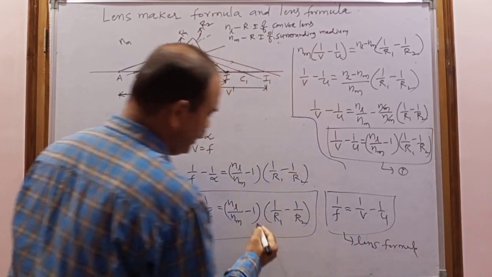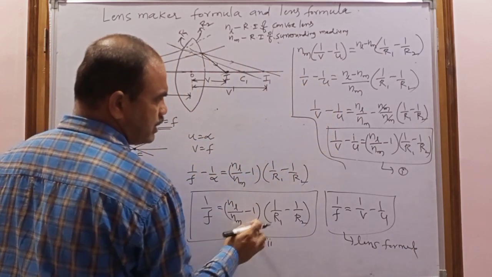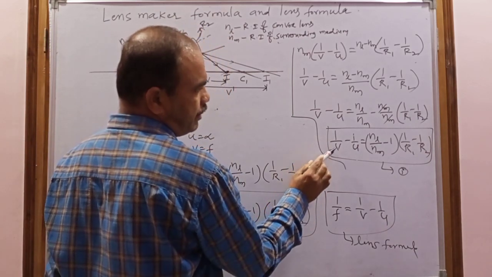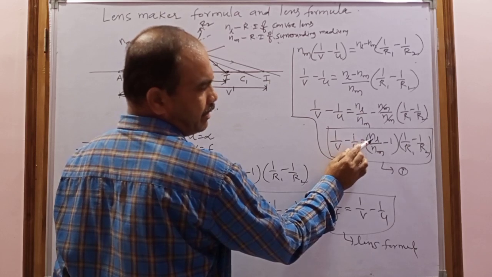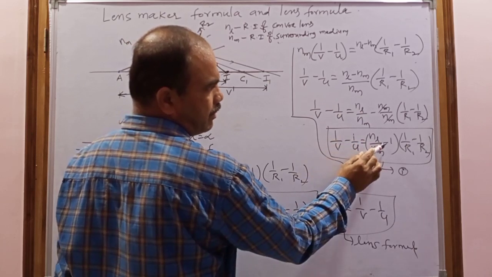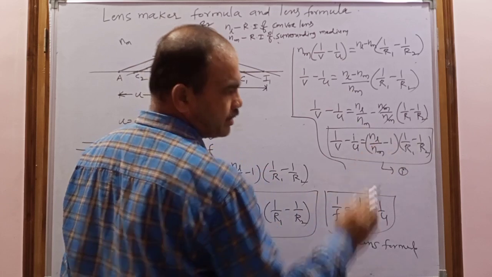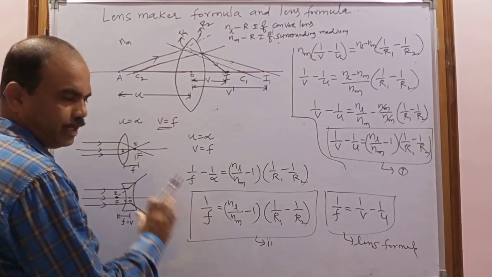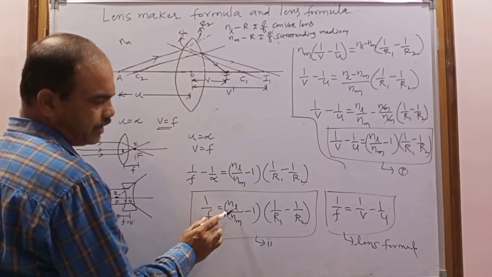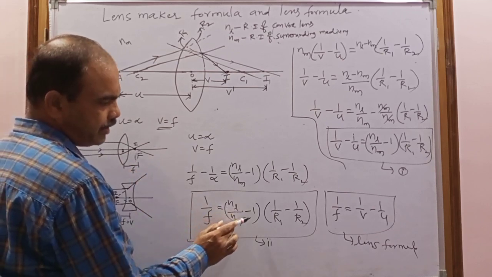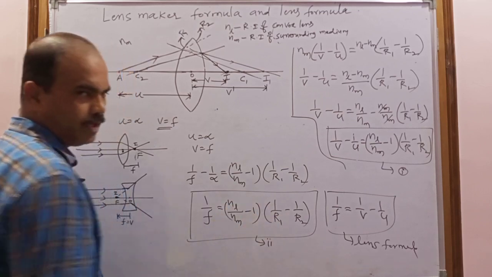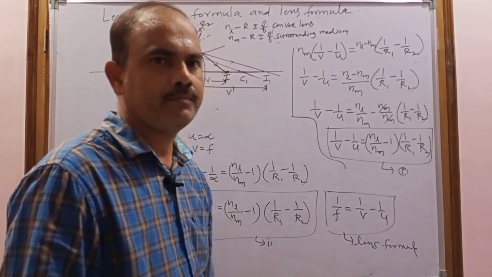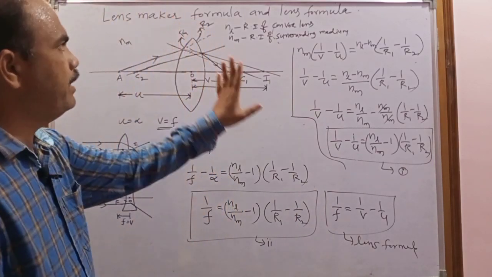This is called the lens formula, and these are the two forms of the lens maker formula. One form of the lens maker formula is 1 by v minus 1 by u equal to the refractive index of the lens by the refractive index of the surrounding medium minus 1, of 1 by r1 minus 1 by r2. The second one is 1 by the focal length of any lens equal to the refractive index of the lens by the refractive index of the medium minus 1, into 1 by r1 minus 1 by r2. When I compare these two lens maker formulas, you get the lens formula. So this is about the lens formula and lens maker formula.